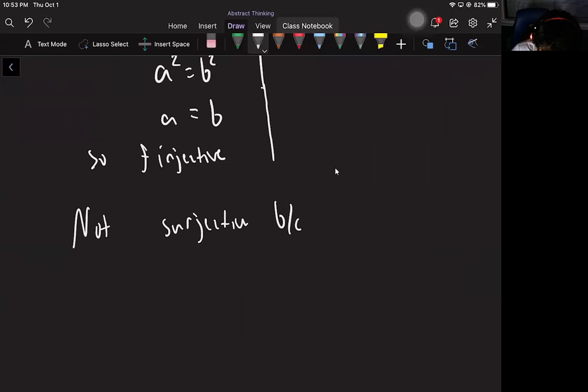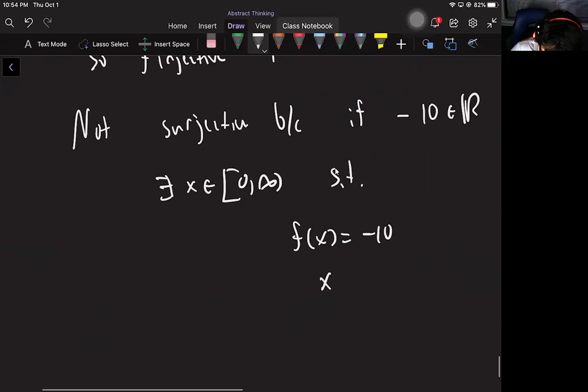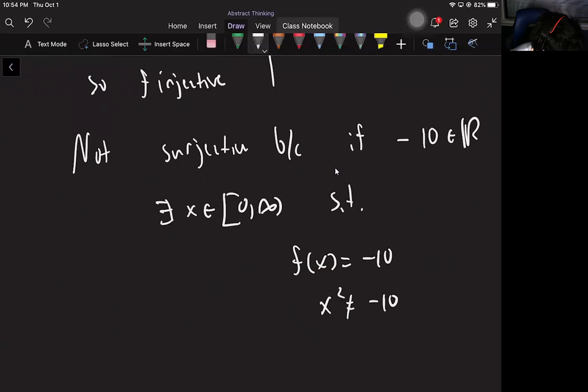So for example, if I have negative 10 in the real numbers, there does not exist any number in the domain that I could possibly plug in to make a negative 10 pop out, because I would need this to be true, but it's never true unless I bring in imaginary numbers, which I did not in the domain. So that's why it's no longer surjective.